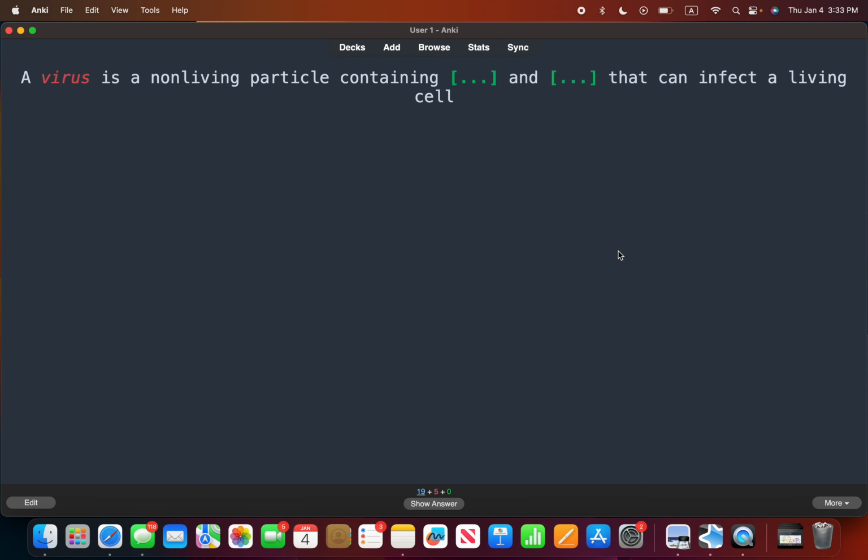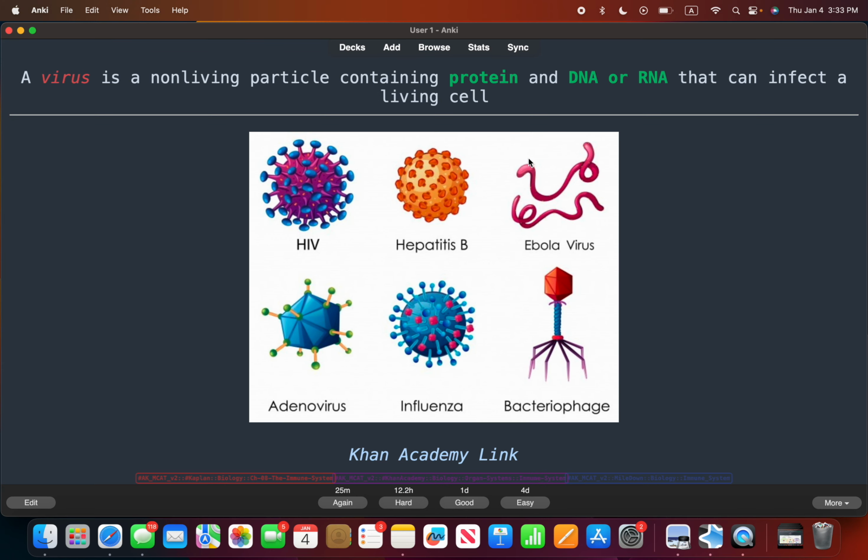A virus is a non-living particle containing what and what that can infect a living cell. It contains a DNA, we know that, and so a protein and a DNA or RNA.